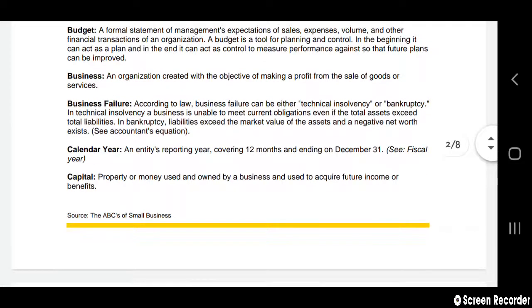Next, budget. It is a statement of management's expectations of sales, expenses, volumes and other financial transactions in that organization. They give the formal statement for that. A budget is a tool for planning. It helps in planning and controlling the business. In the beginning it can act as a plan, and at the end of the year it can act as a control that will measure the performance of the company. It will also tell us about future plans and future performance, and it may improve the future plans of that company.